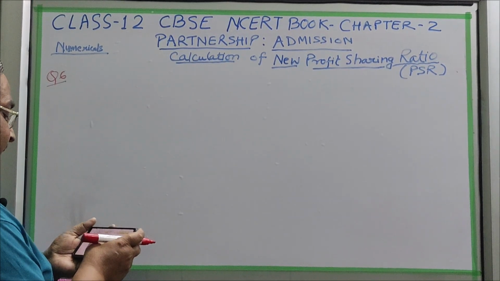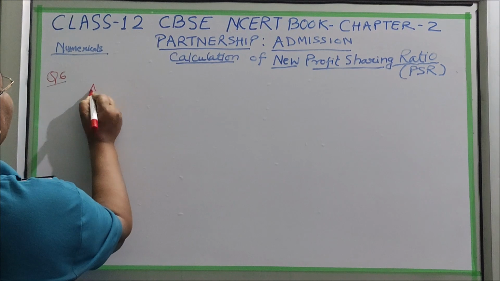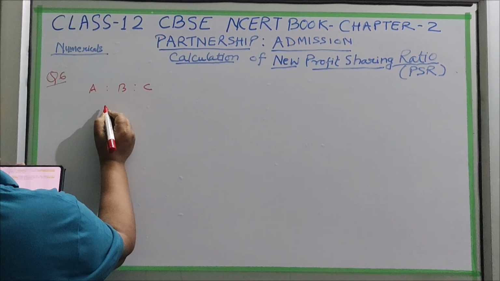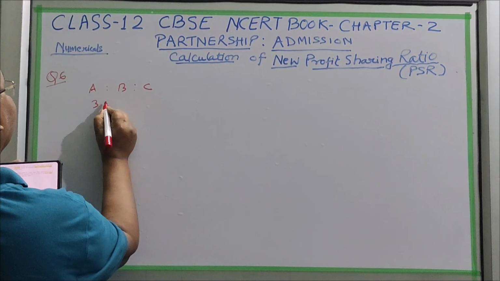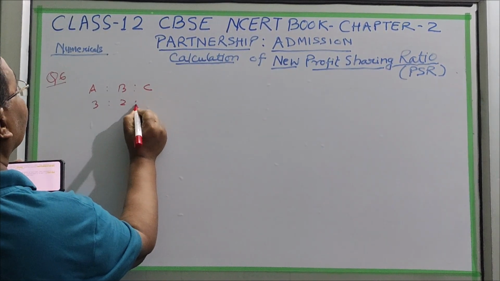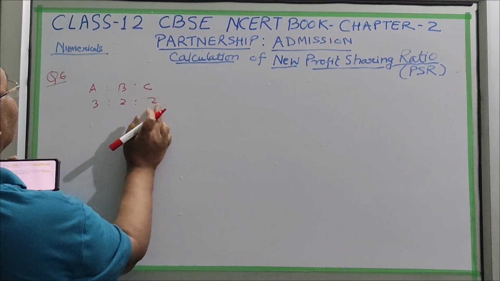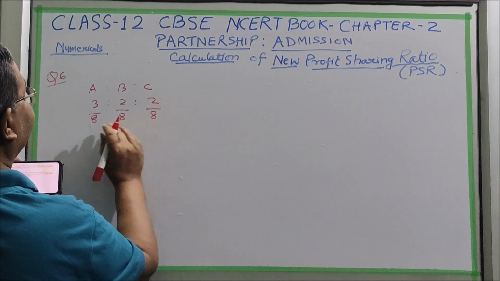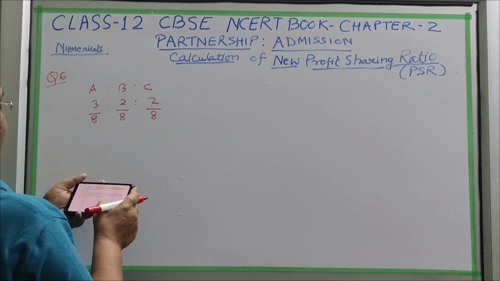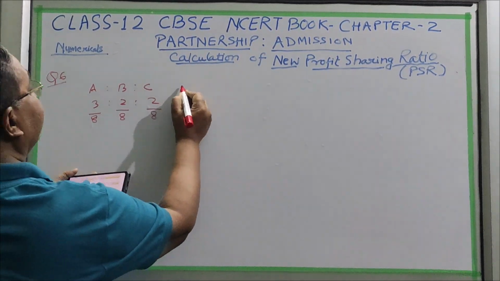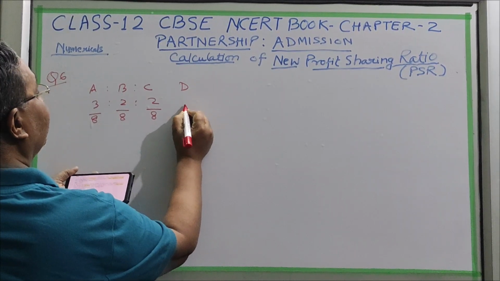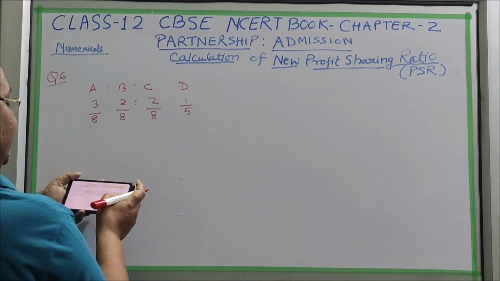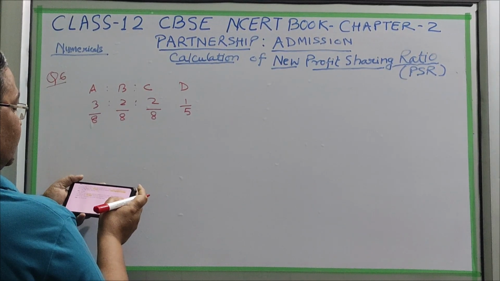Question number 6. A, B, C are partners, and their ratio is 3 is to 2 is to 2. So 3 plus 2 plus 2 is 7, not 8, wait, taken as 8 means 3 upon 8, 2 upon 8 and 2 upon 8. This is their ratio. And they admitted D. D is coming for 1 upon 5, which he acquired from A, B and C in the ratio of 2 is to 2 is to 1.